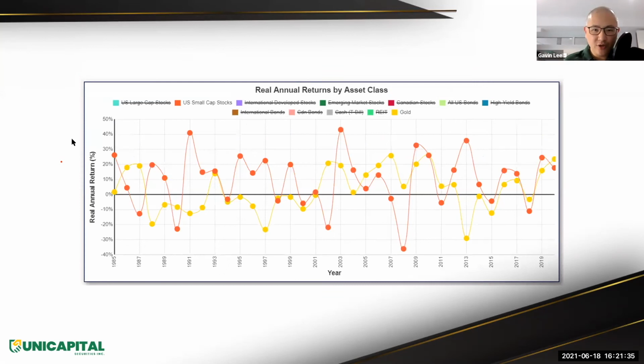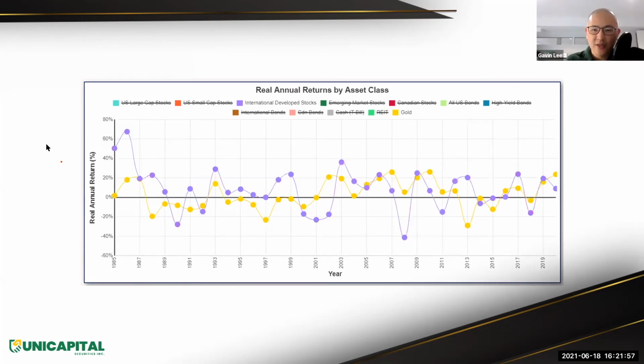This one is gold against US small cap stocks. The red line is US small cap stocks. Again, when the red line is up, gold is down. When gold is up, the red line is down. So they move in opposite directions, same time period, 1985 to 2019. And then this one is international developed stocks, the purple line. Again, when the purple line is up, gold is below. But when gold is going up, the purple line is lower.